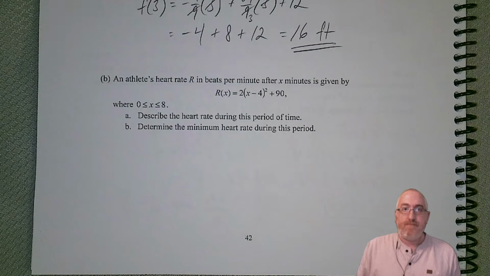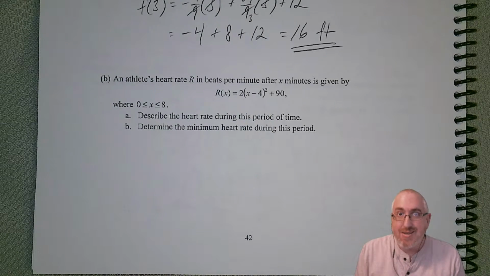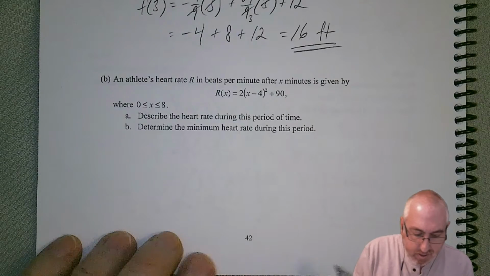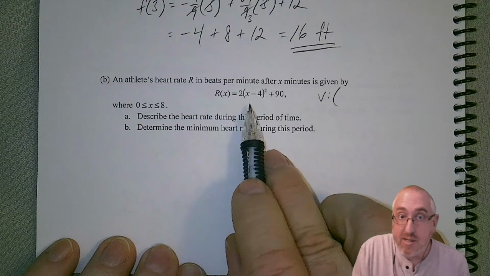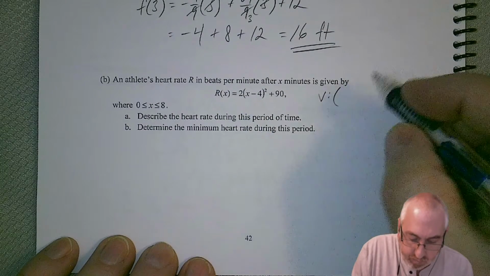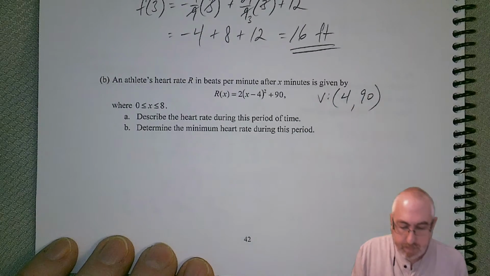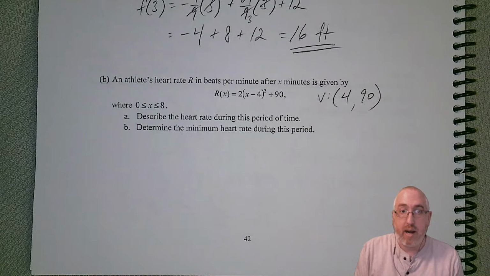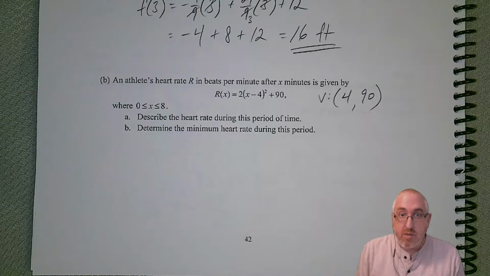Well, how do we start? The first thing I would say is, where's the vertex? Because it's in the proper format, we can quickly pull the vertex out. So the vertex is at (4, 90). So what else do we know about this parabola?